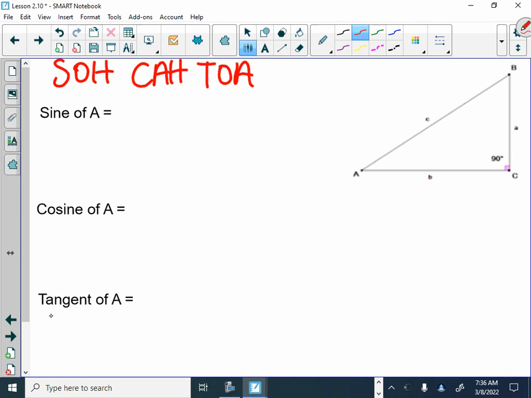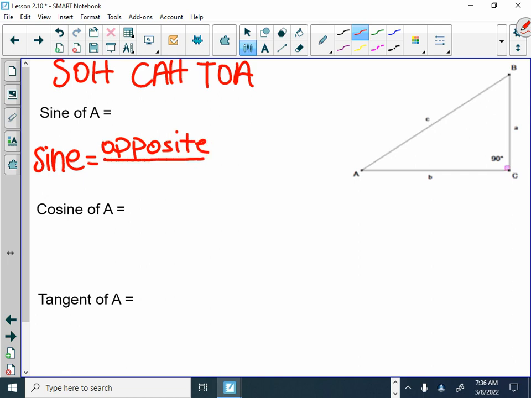Okay? So sine is our first trig ratio, S. Okay? So sine, your ratio is opposite, so that's what the O stands for, opposite, over hypotenuse, or O over H. So that's your SO in your mnemonic. SOHCAHTOA. So sine is the opposite over hypotenuse. Okay? So let's talk about what that means.